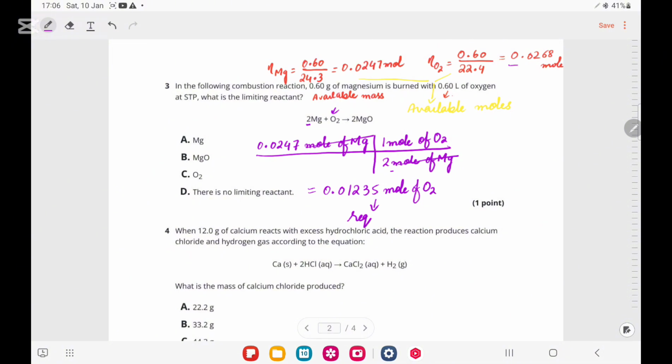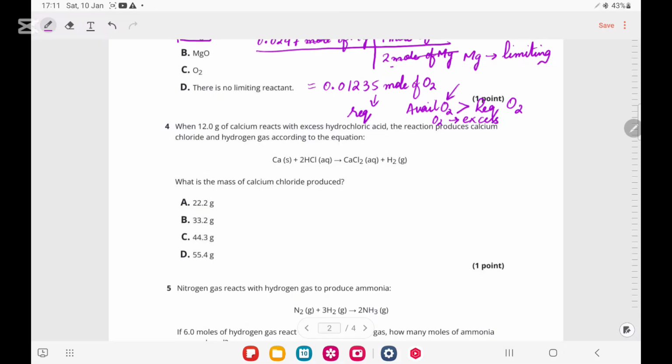If you see, the available moles of oxygen are greater than the required moles of oxygen. That means oxygen is going to be in excess. If O2 is in excess, then the other one is going to be the limiting reactant. So magnesium is going to be the limiting reactant, and our answer is going to be A.